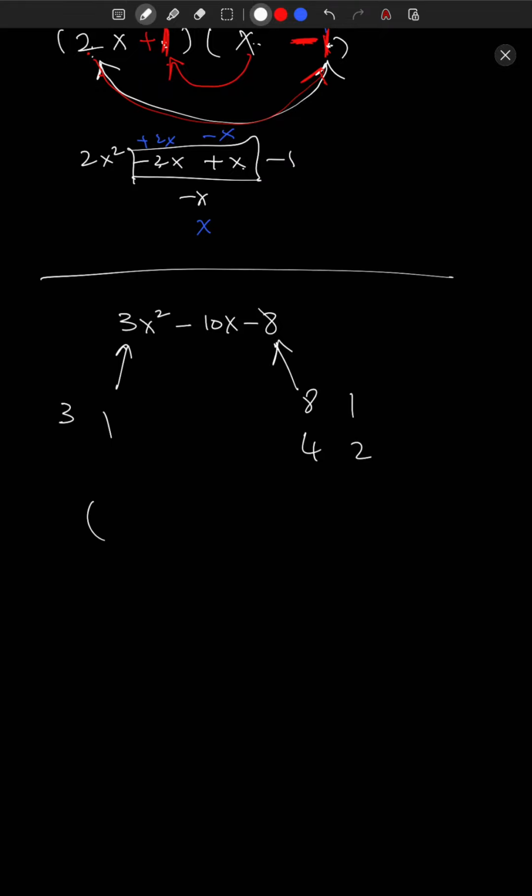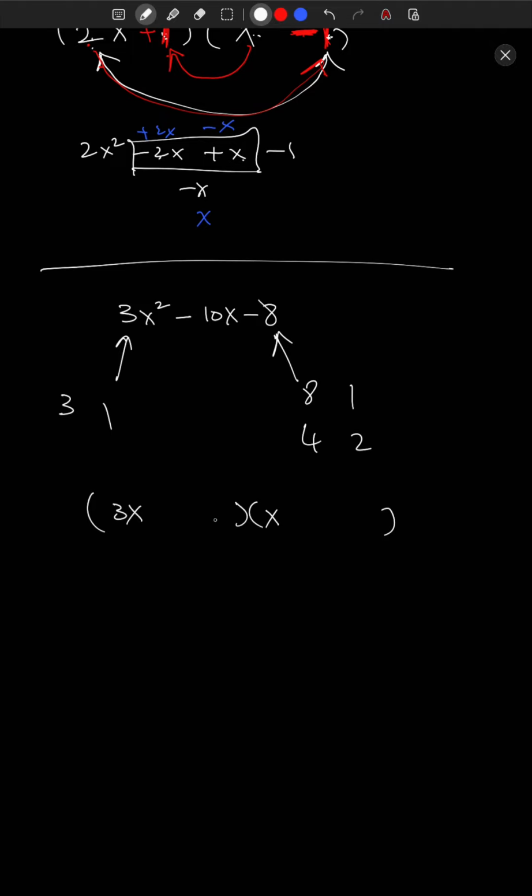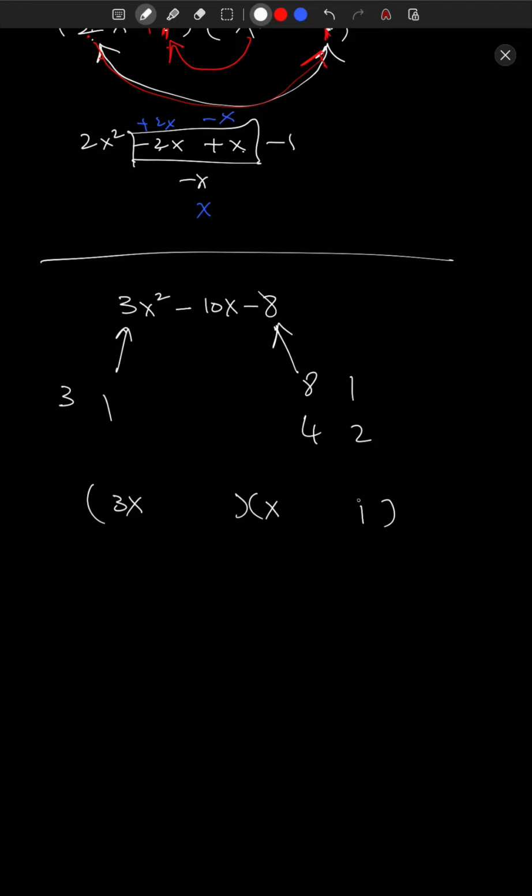So at this point, I like to just put the 3x and the x here to indicate the 3 and the 1. And then I just think about, should I put a -8 and a 1 there? Or should I put an 8 here and a -1 there? Or should I put a 4 here and a -2 there? Or a -4 and a 2 there? Those are all my possibilities, right?